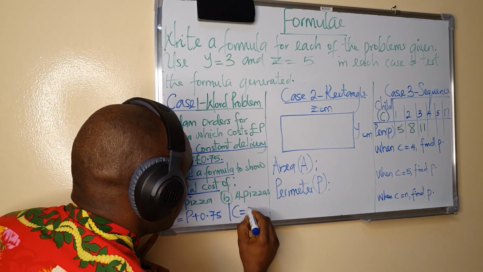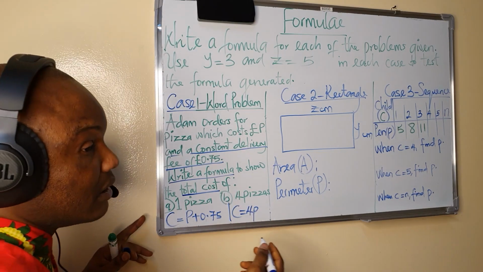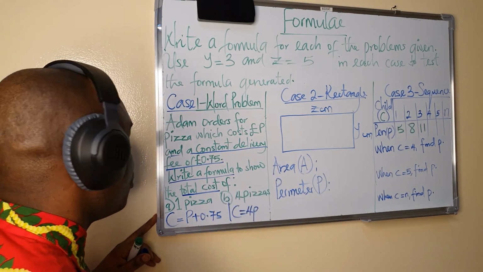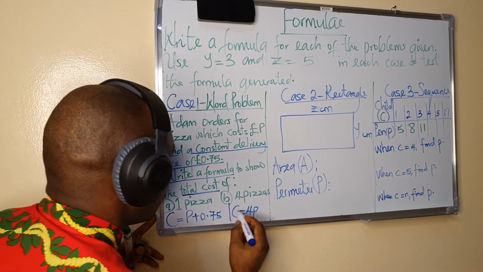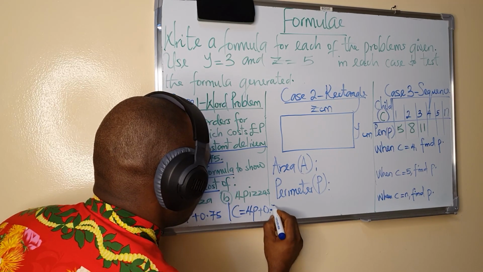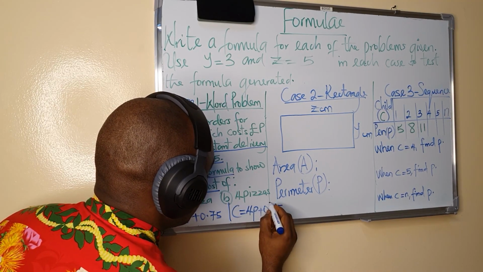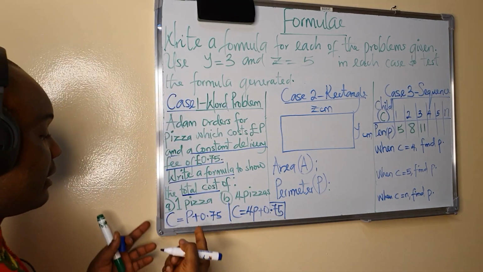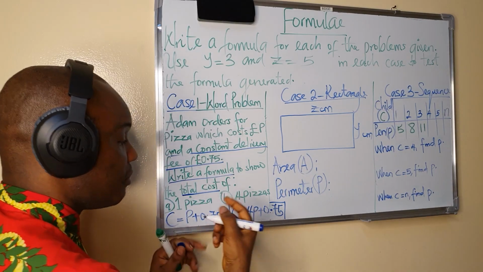4 times p is 4p. I told you how to write this. 4p is the same thing as 4 times p. You can check back our video on expression to know this, or on substitution. Both of them will explain. So 4p plus the constant amount of delivery fee, 0.75. This problem is solved. So we have ended up writing the formula for the cost of 1 pizza and the formula for the cost of 4 pizzas.